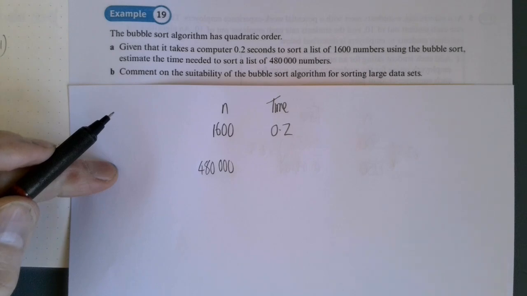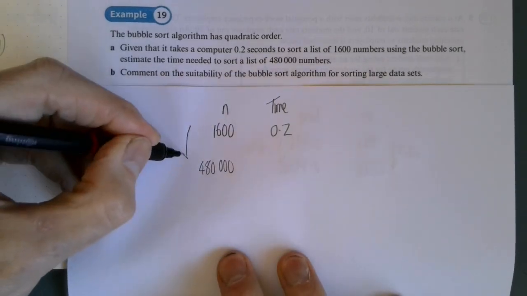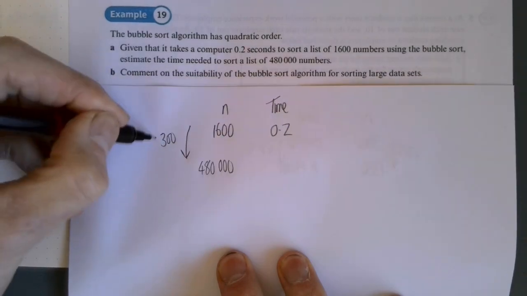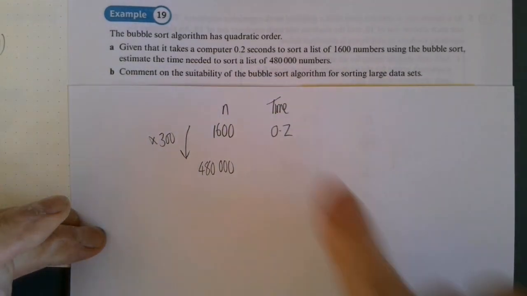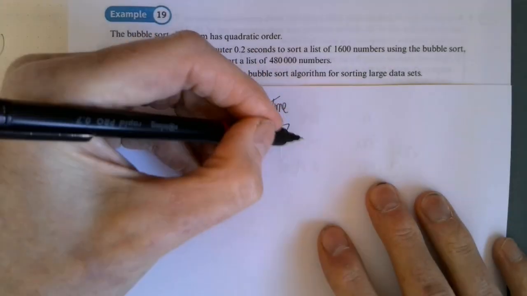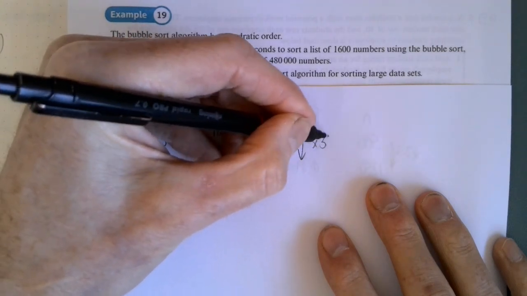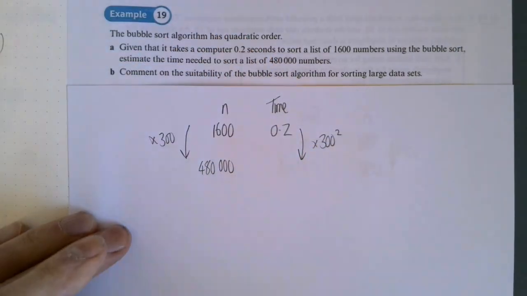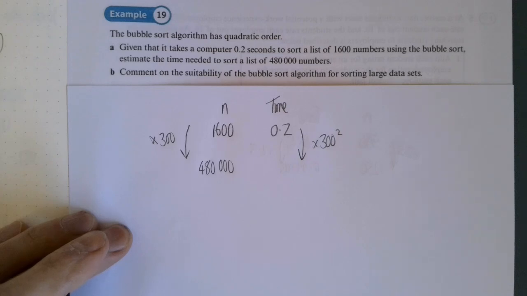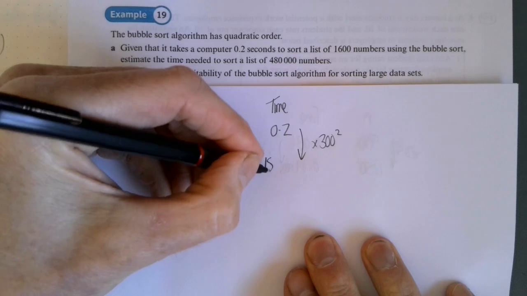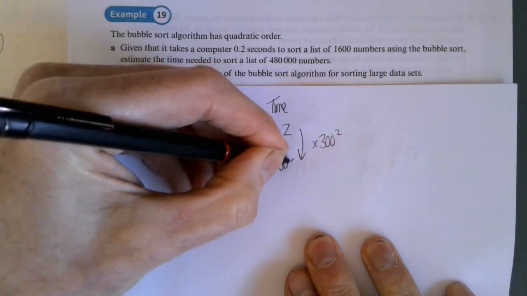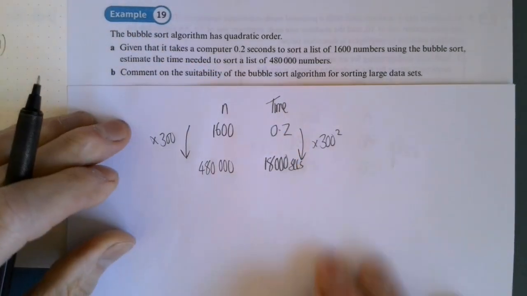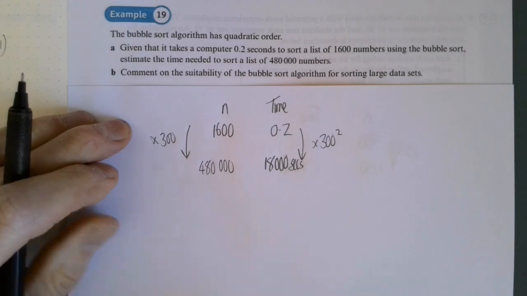480,000 divided by 1600 is 300. So the number of items has increased by 300. It's quadratic order, so that means the time increases by 300 squared, 0.2 times 300 squared gives you 18,000 seconds. And of course that's not good, is it?